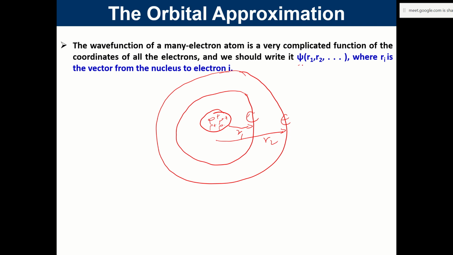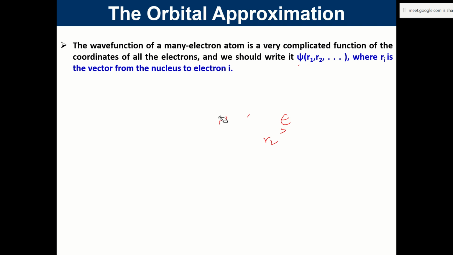Okay, so that is the wave function corresponding to position r1 for electron number 1, corresponding to electron number 2 at a distance r2, and so on. So pictorially you can imagine it, and then start writing the equation, the wave function.